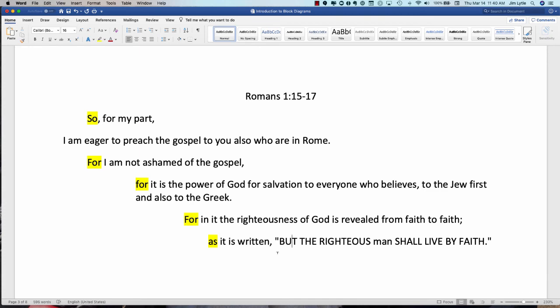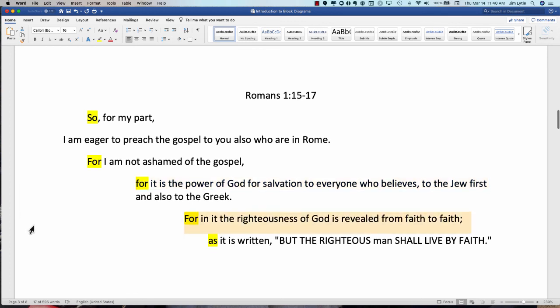So what I've got now is a picture of Romans 1:15 through 17. What's the main idea? I'm eager to preach the gospel. And if I were going to lead a Bible study or preach in this passage, I would tell my audience, there is a way for you and me to be eager to preach the gospel. There's some things we need to understand. We need to know the reason Paul was eager was because he wasn't ashamed of the gospel. And he wasn't ashamed of the gospel because of the power of the gospel to save. And the gospel has power to save because the gospel gives righteousness. And that has been God's plan from the very beginning. We're always meant to live by faith. So that's where this starts.